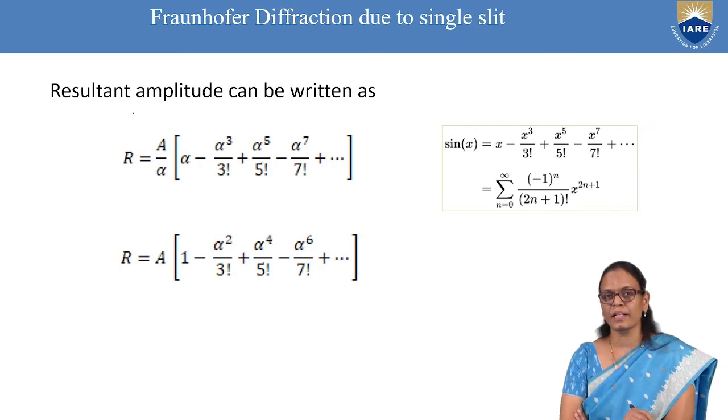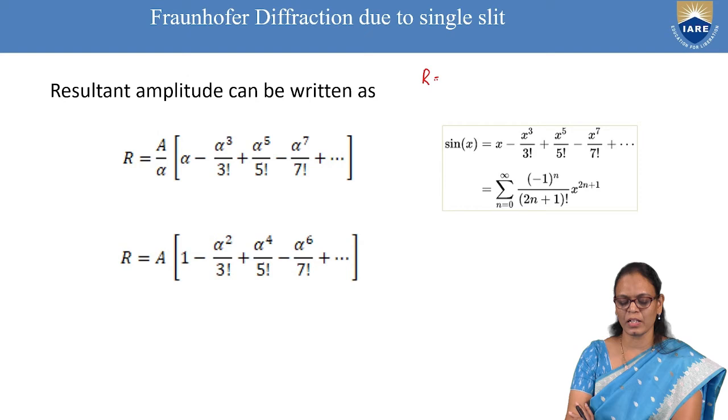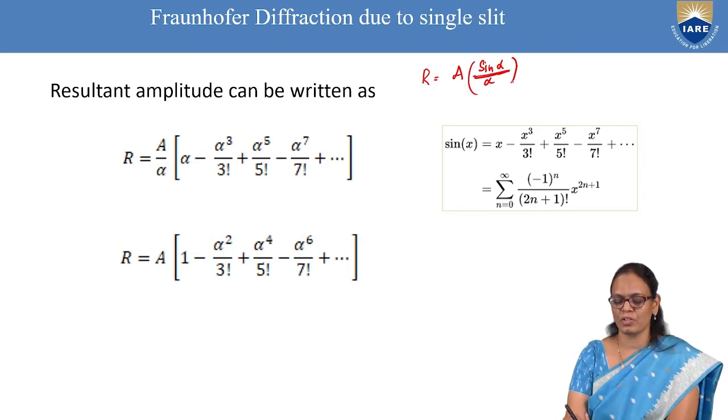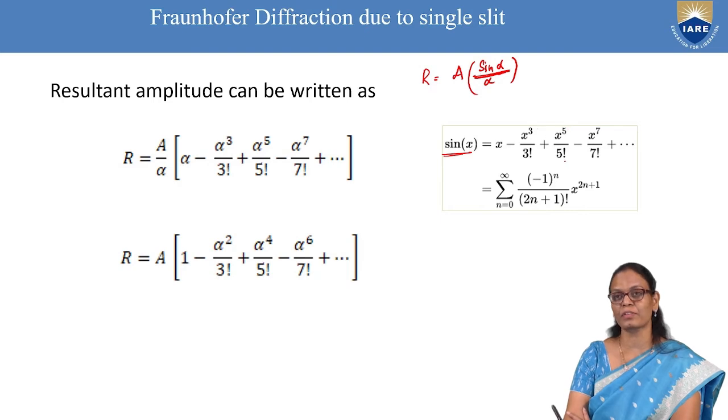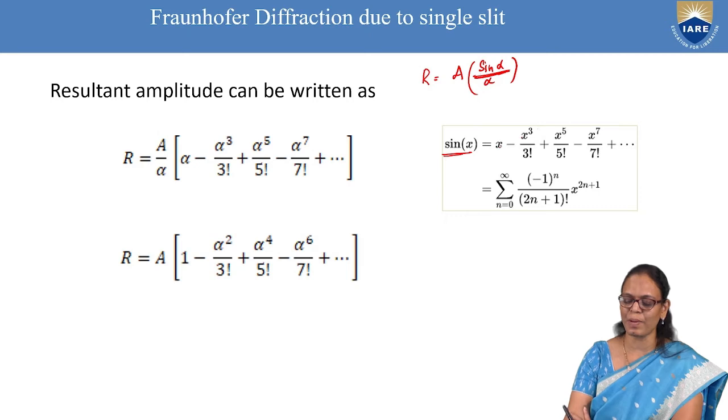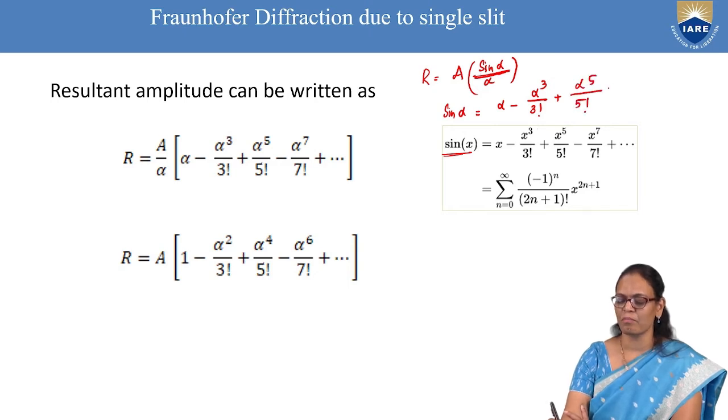Now to write the resultant amplitude, we are writing R is equal to A sin α by α. We are going to expand this sin α term here. We know the expansion for sin x is equal to x minus x cube by 3 factorial plus x power 5 by 5 factorial minus x power 7 by 7 factorial and so on. Now for sin α, in place of x, I write α. So sin α will be equal to α minus α cube by 3 factorial plus α power 5 by 5 factorial minus α power 7 by 7 factorial and so on.